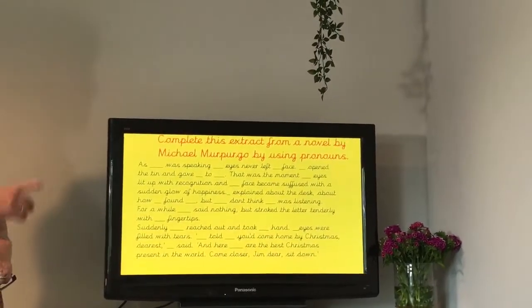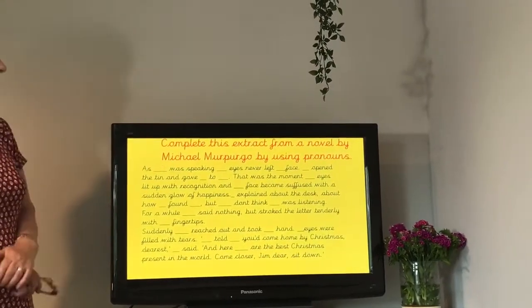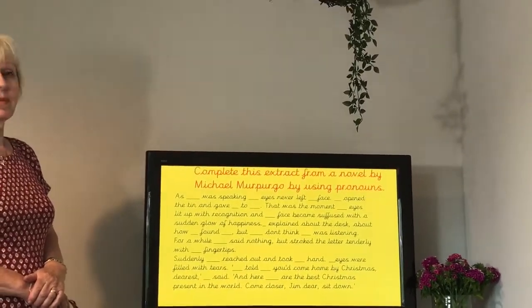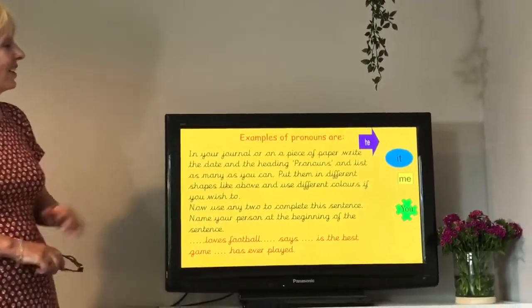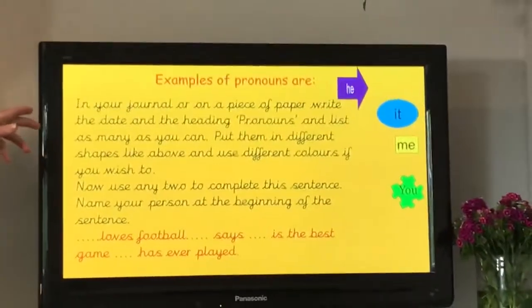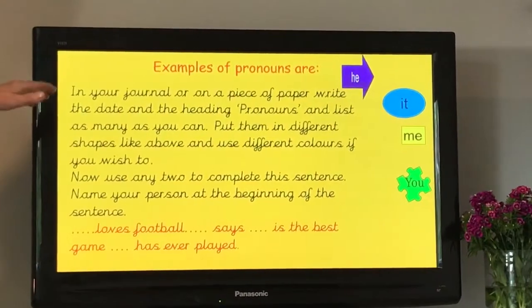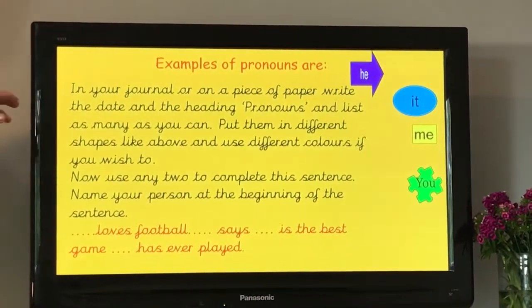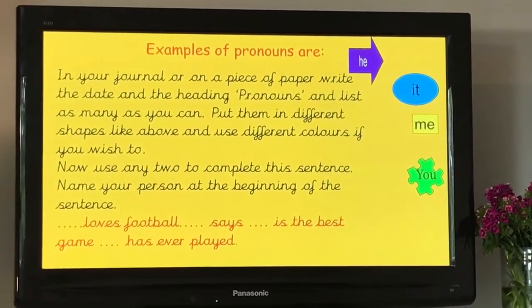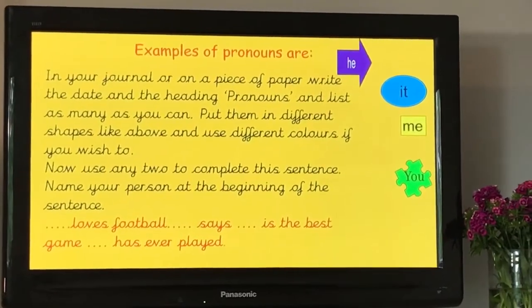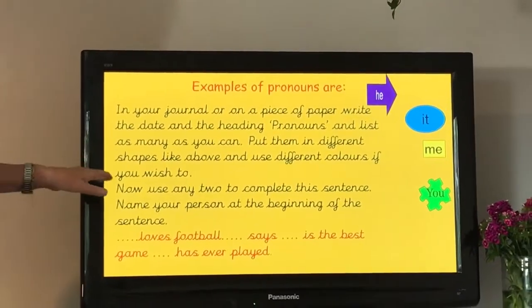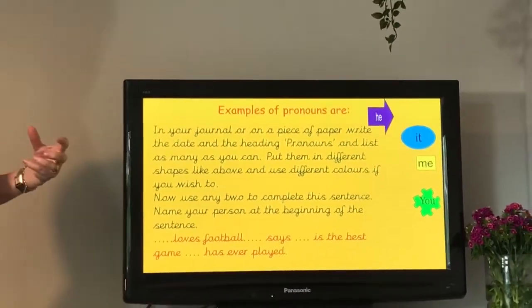Examples of pronouns are he, it, me and you. Now, in your journal or on a piece of paper, write the date and the heading pronouns and list as many as you can. Put them in different shapes like these if you'd like to, and different colours if you wish to. Now, stop the tape and do that. Once you've done that, welcome back.